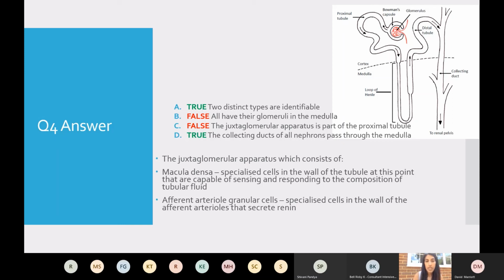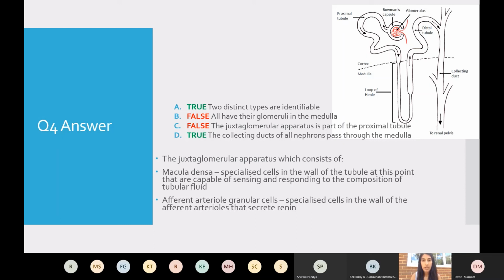And D is true. All of the collecting ducts of nephrons pass through the medulla, because this is where the opposing forces occur, and that's how urine is formed. Even though they are shorter in juxtamedullary nephrons, all of them have collecting ducts that go through the medulla.